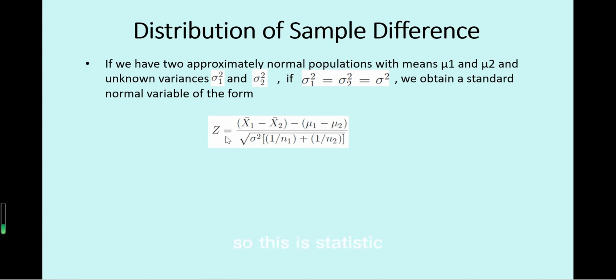So this is a statistic which equals x1 bar minus x2 bar minus the difference of mu1 and mu2, then divided by sigma times the square root of 1 over n1 plus 1 over n2. So this statistic has a standard normal distribution.